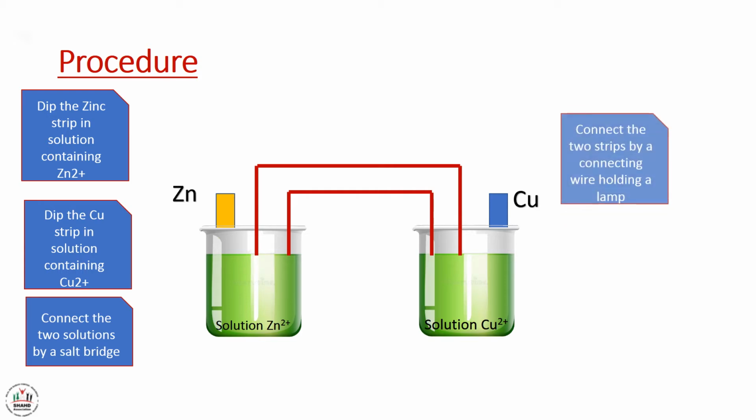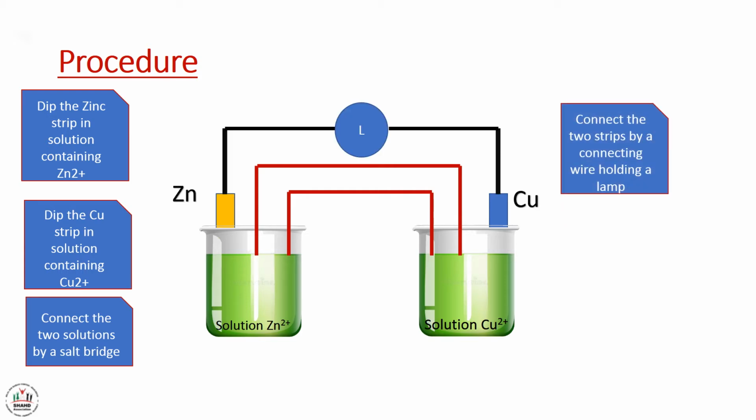Also, we have to connect the two strips by connecting wires that hold a lamp. This lamp can be a voltmeter, for example. The lamp now should light up.